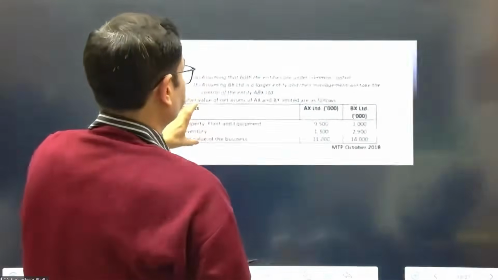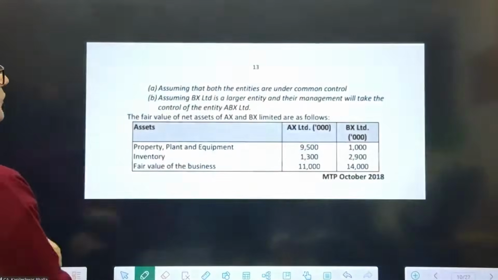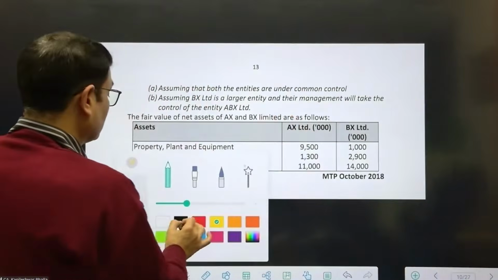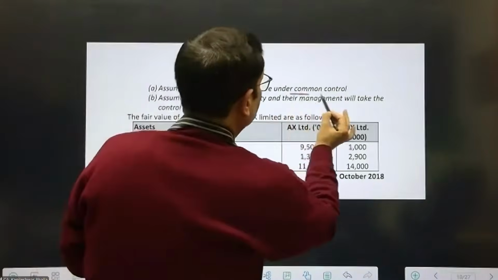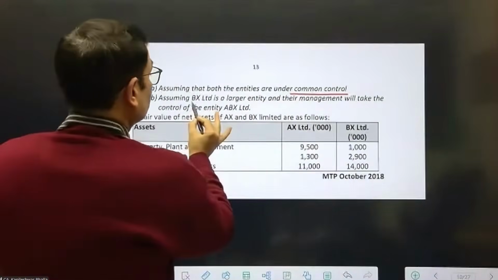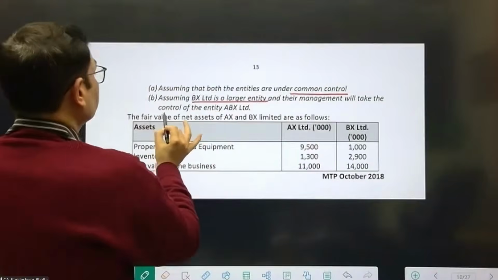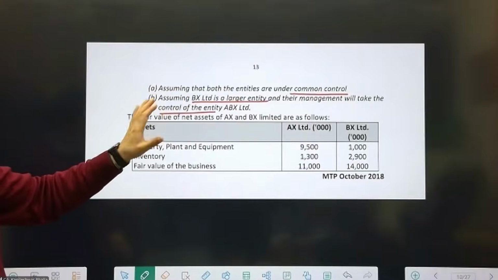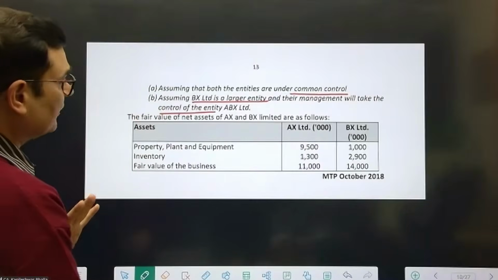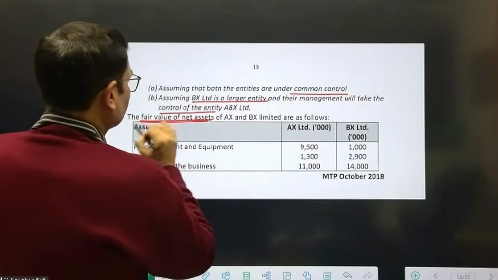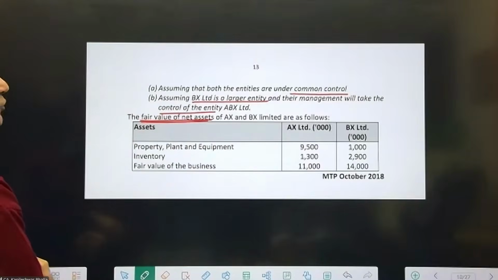So there is more data which is given out here. We are assuming that both companies are under a common control. But right now my focus is not the common control. My focus is point number B. Assume BX is a larger entity and the management will take the control of the entity. So it's very clearly given that BX is going to be the accounting acquirer, but we're still going to identify that. And then the fair value of the net assets of both the companies, AX and BX, is also defined.